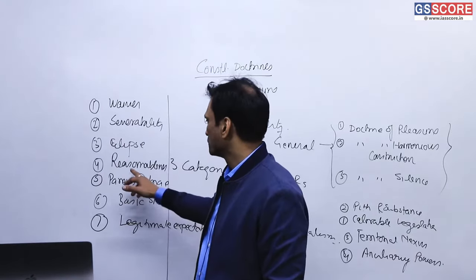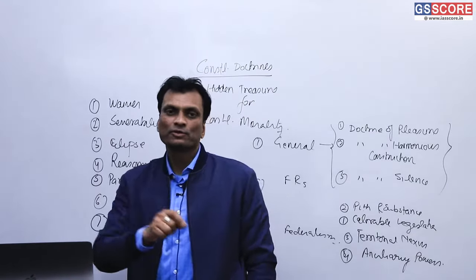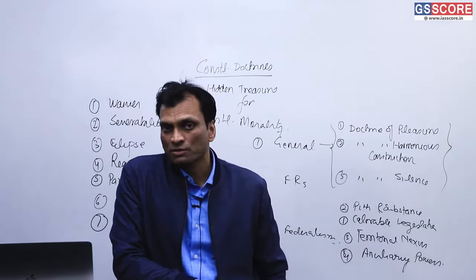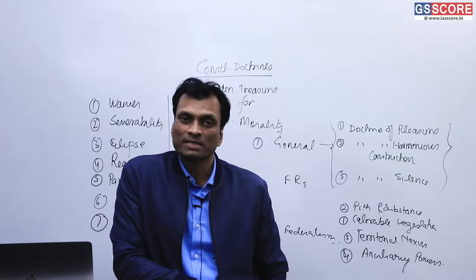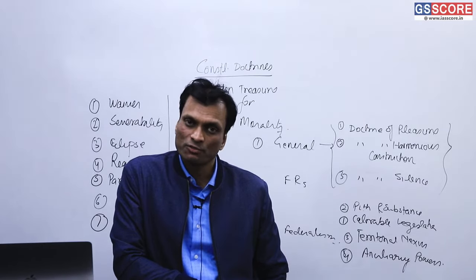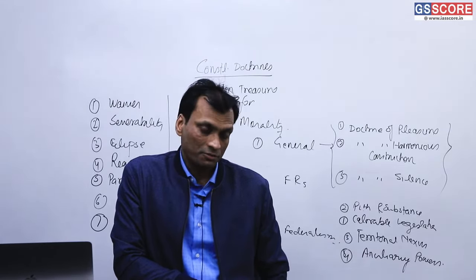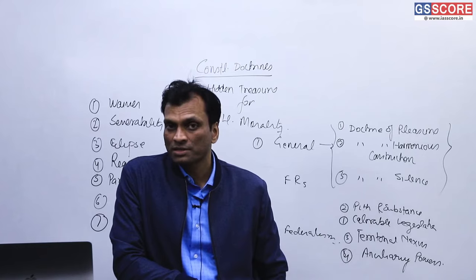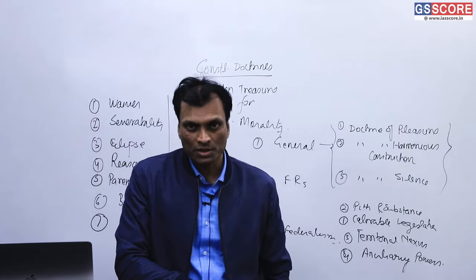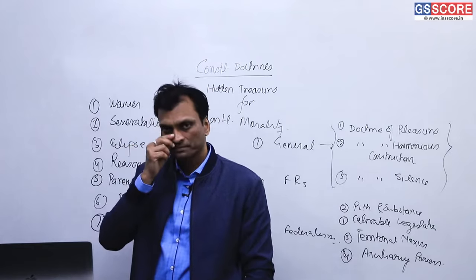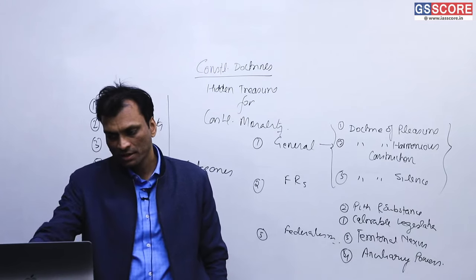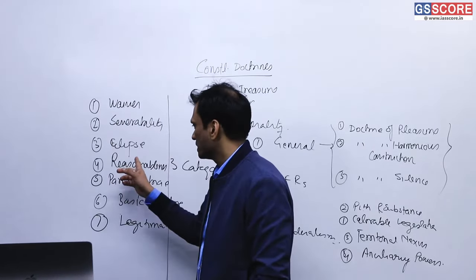Right? Go to reasonableness, that Article 14, reasonable classification, and Article 19, reasonable restrictions, two words are given, where the Supreme Court said that when you restrict fundamental rights under Article 19 or classify two people into different categories under Article 14, then you must follow the doctrine and principle of reasonableness. So tarkik hona chahiye, it has to be yukti yukt, that's what we call in Hindi. So it should be tarkik in nature, you know. So this is how it is.